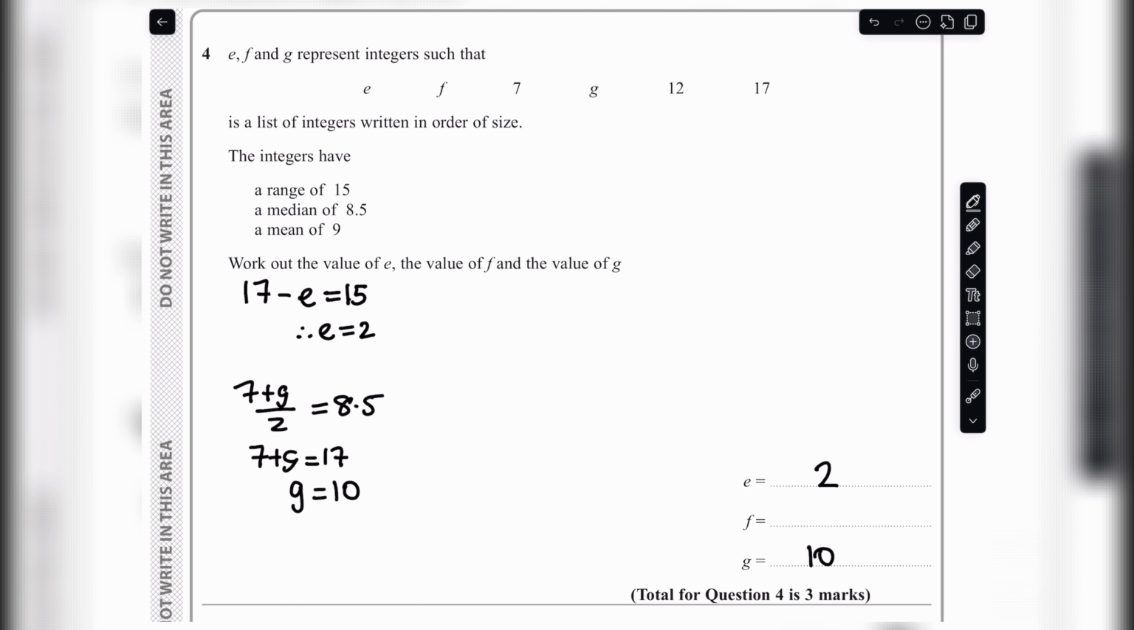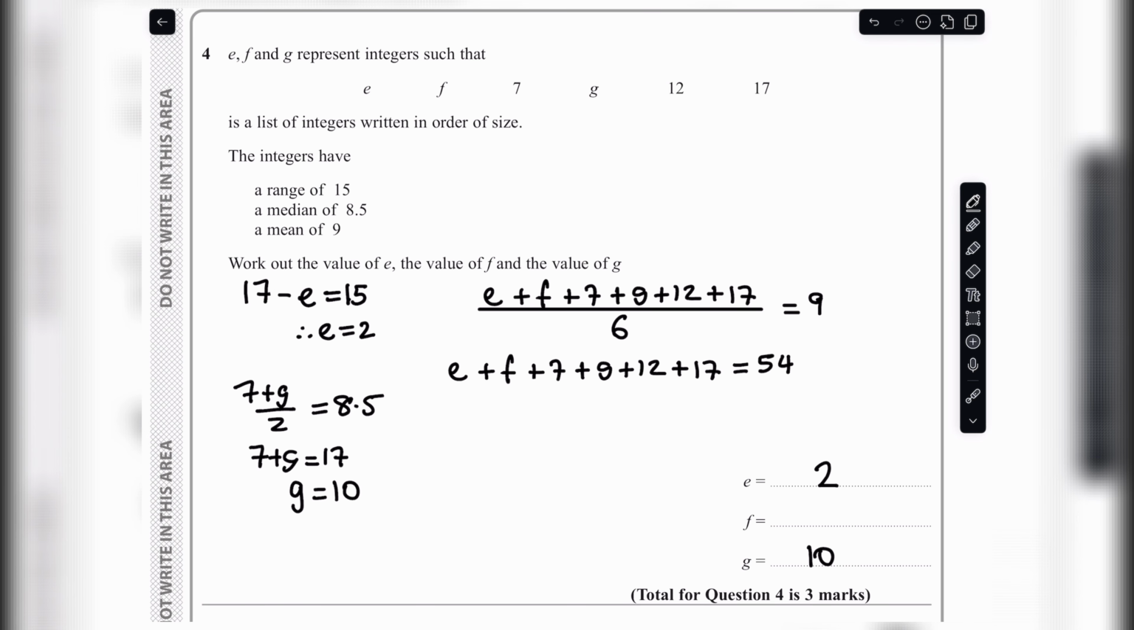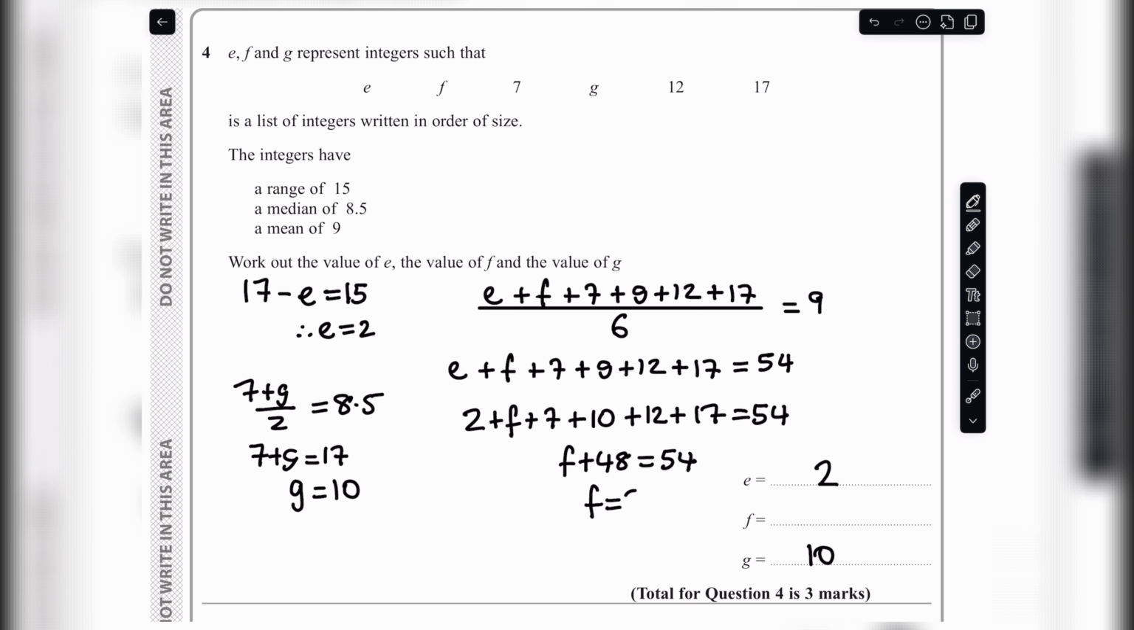The mean can be determined by adding all the numbers in our list and dividing it by the total number of numbers in our list. And now that we have this equation, we can substitute our known values for E and G and solve for F. So multiplying both sides by 6 gives us this equation, and substituting our values for E and G gives us this equation. So if we simplify the left hand side, we have F plus 48, and that equals 54. So F equals 6. And those are your final answers.